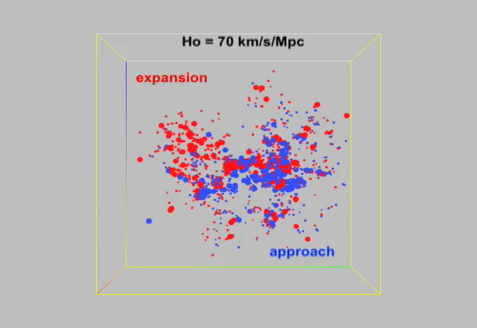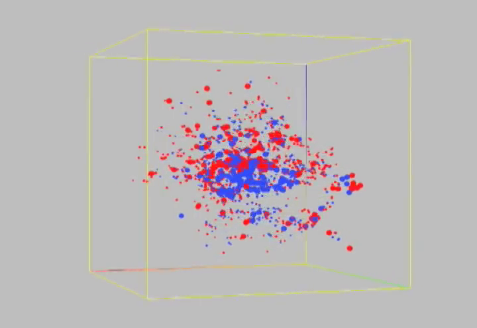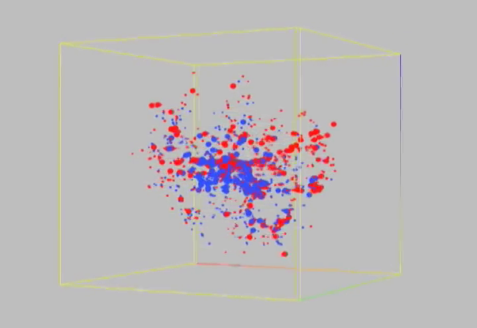Note the preponderance of red in the upper half of the scene, indicating a general expansion away from us in that sector. By contrast, there is a preponderance of blue in the lower half of the scene, indicating a flow toward us in that sector.